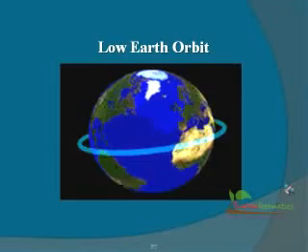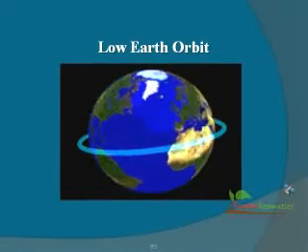Low Earth orbit. When a satellite circles close to Earth, we say it's in low Earth orbit. Satellites in LEO are just 200–500 miles high. They can circle Earth in about 90 minutes.